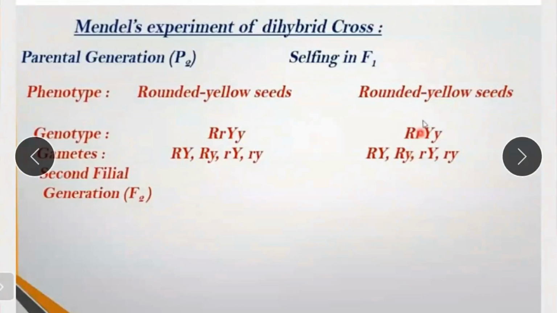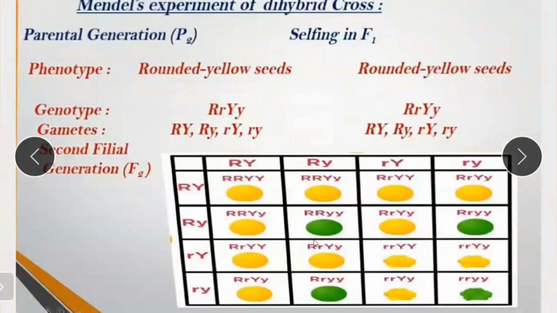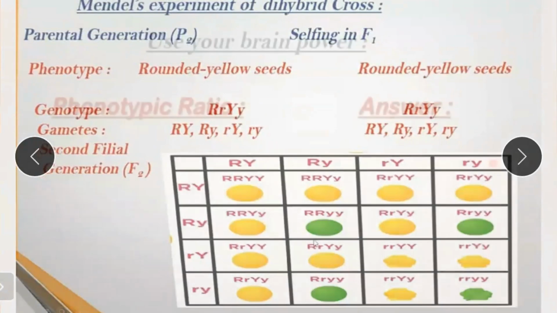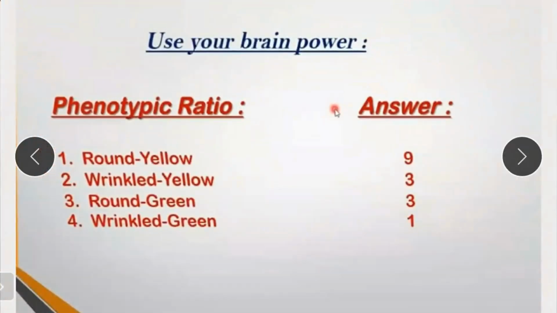Now, in the parental generation, when the rounded yellow seeds were crossed with wrinkled green seeds, what gametes did we get? We have got four gametes. So for the second filial generation, with the help of the Punnett square, we can see here how many plants we get. In a further slide, we can see the phenotypic ratio here. See, round yellow is 9 in number. Wrinkled yellow is 3. Round green is 3. And wrinkled green is 1.